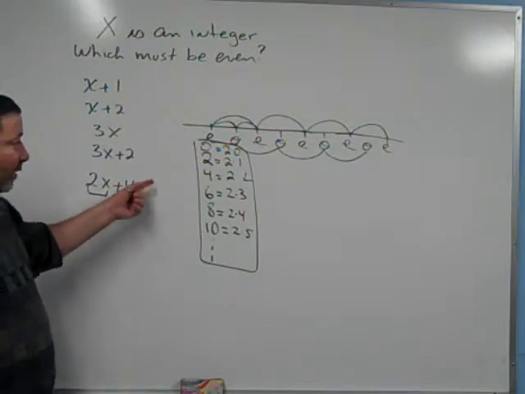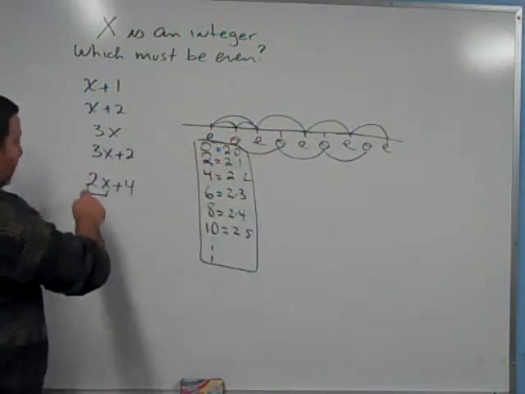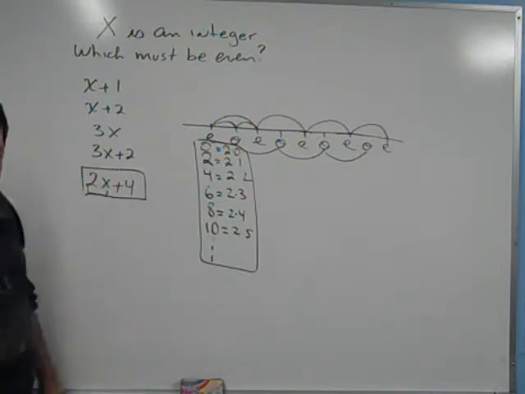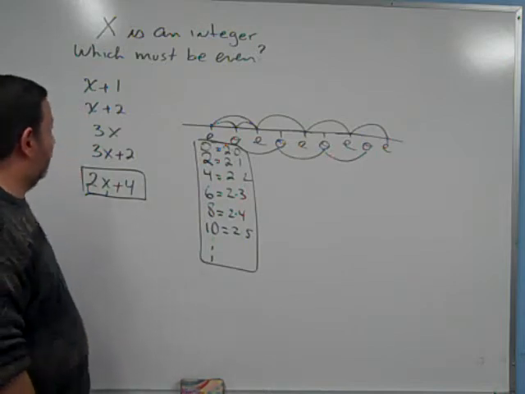And then you add 4. If you're even and you add 4, 1, 2, 3, 4, you're even. This is done. There's your answer. Okay. But what if you weren't that quick?